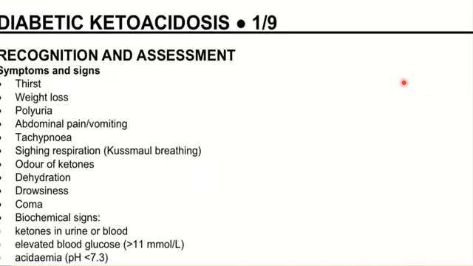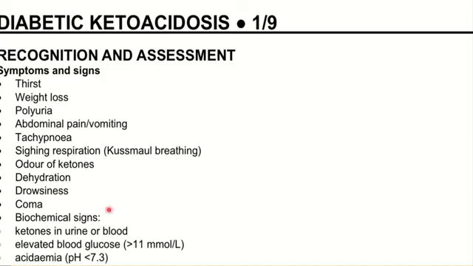Now let us move on to diabetic ketoacidosis. Now look at the recognition and assessment. How will you do it? Signs and symptoms are thirst, that is polydipsia, polyuria, weight loss, abdominal pain, vomiting, then tachypnea, sighing respiration, also known as Kussmaul breathing, odor of ketones, dehydration, drowsiness, coma, and biochemical signs.